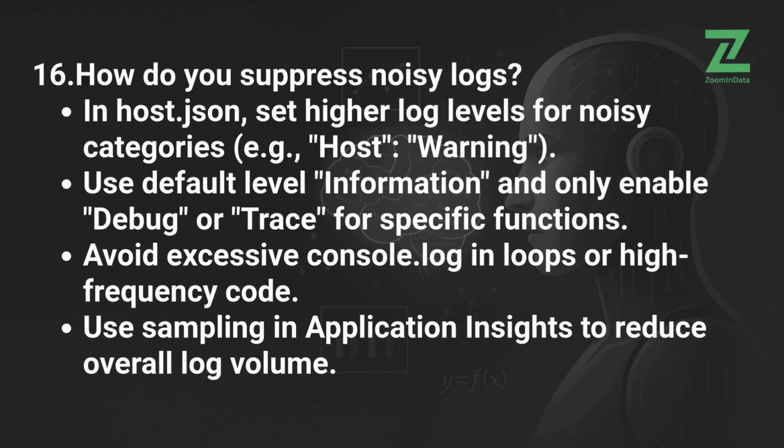How do you suppress noisy logs? In host.json, set higher log levels for noisy categories. Example: Host, Warning. Use default level Information, and only enable Debug or Trace for specific functions. Avoid excessive console logging in loops or high-frequency code. Use sampling in Application Insights to reduce overall log volume.